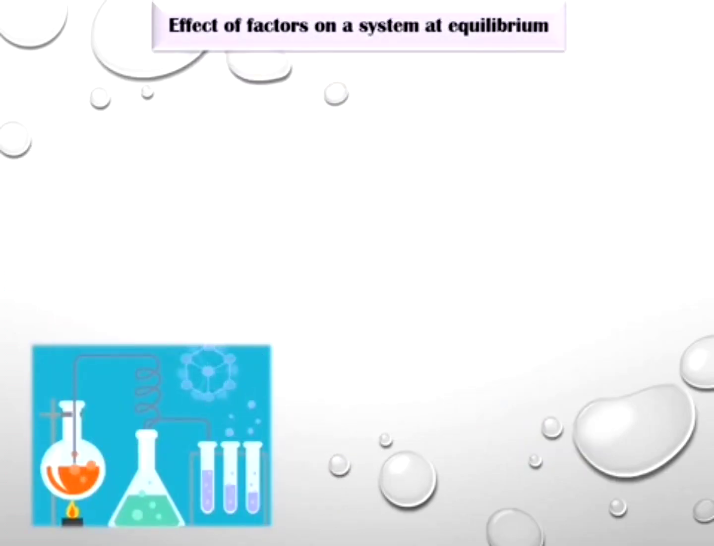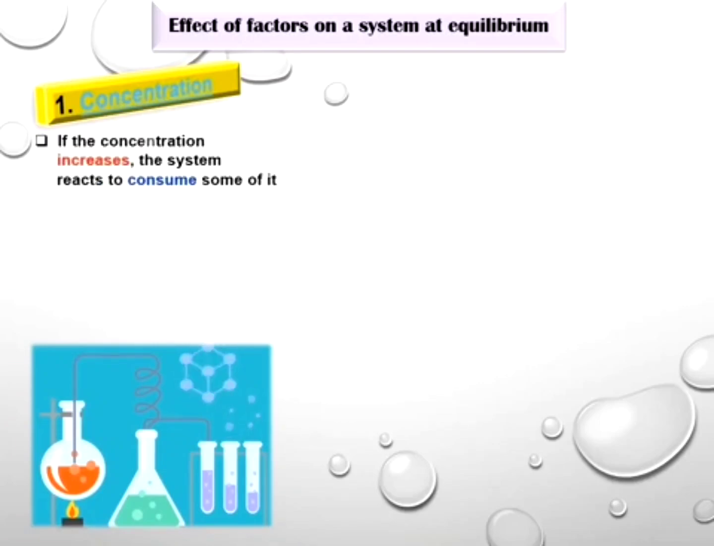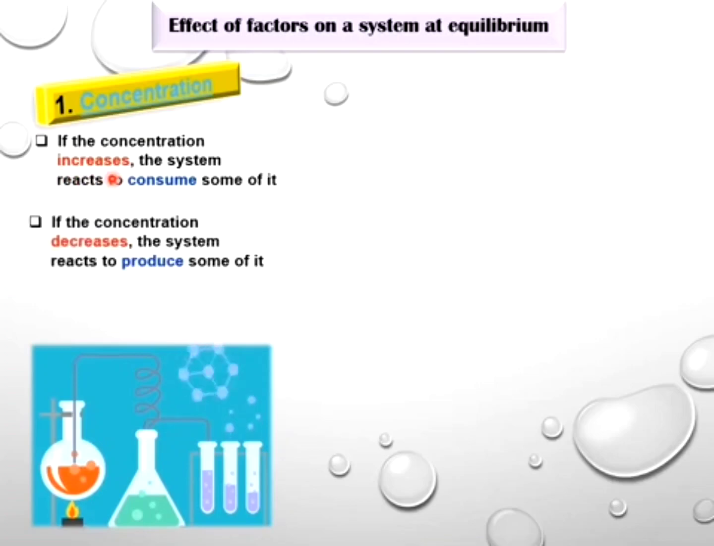Okay, now effect of factors on system at equilibrium. We are going to look at the first disturbance, which is concentration. Okay, so this is a little bit of intro. If the concentration increases, the system reacts to consume some of it. Maksudnya kalau diganggu dari segi pertambahan concentration, kita akan cuba untuk kurangkan dia. Consume maksudnya kita akan cuba untuk gunakan dia supaya dia menghasilkan sesuatu. While if the concentration of the system decreases, the system reacts to produce some of it. Nampak tak? Kalau concentration dia rendah, sistem akan cuba untuk tingkatkan semula concentration tersebut.